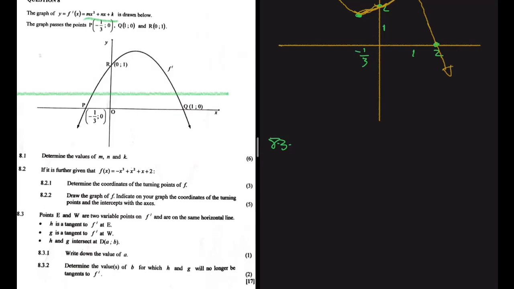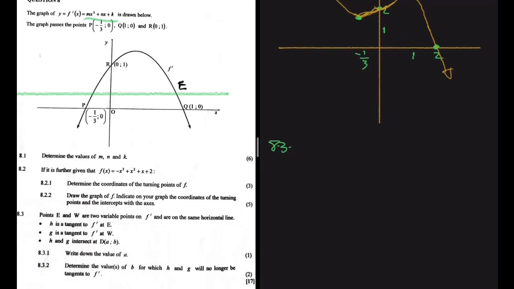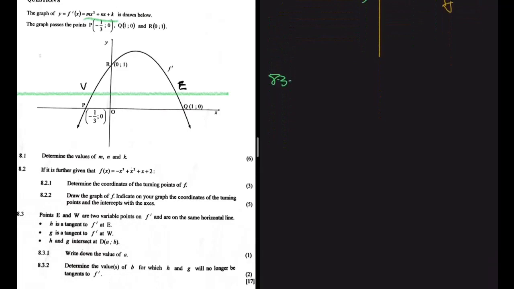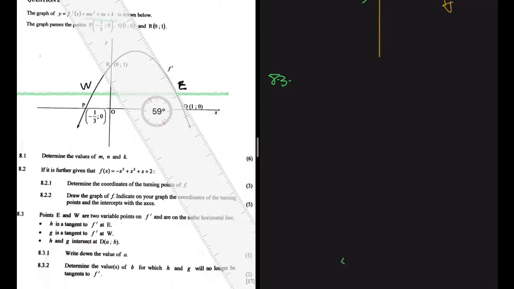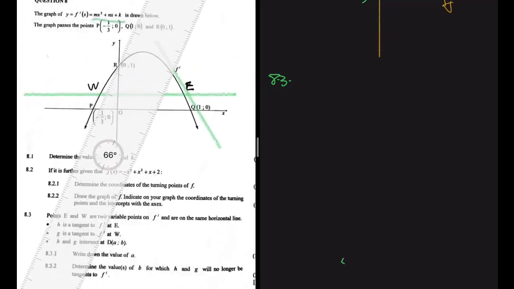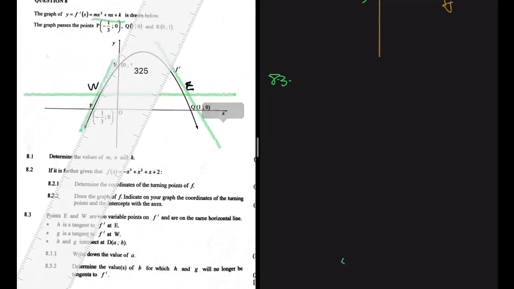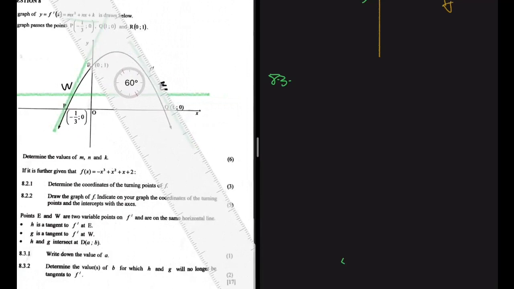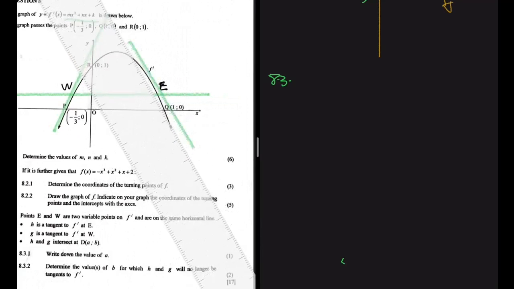Now, the question goes on to say that H is a tangent to f at E. So let's say maybe our coordinate E is somewhere here, and our coordinate W is somewhere here. Then if H is a tangent at E, then H should touch E there, and it can look like that, right? And then G is a tangent at W, so it can look like that. Then these two lines must go up until they touch somewhere up there, right?